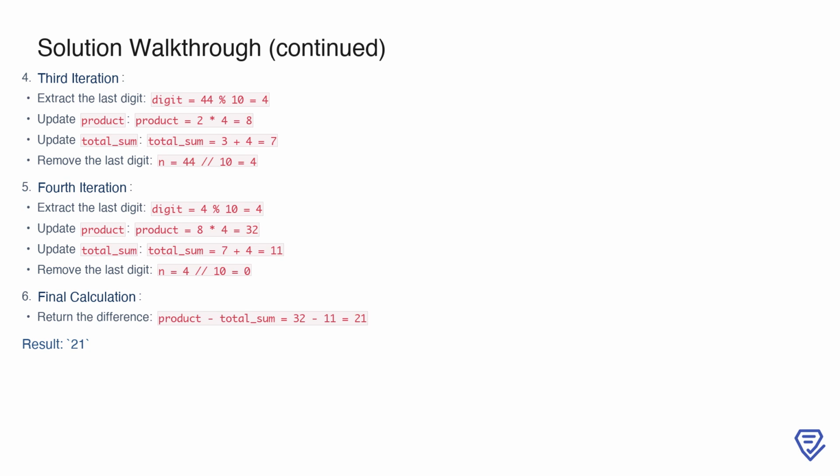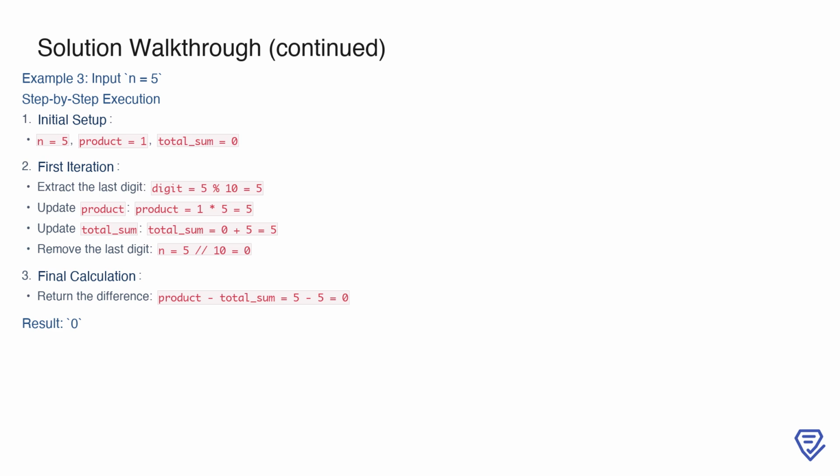Finally, in the fourth iteration, the last digit is again 4. This updates the product to 8*4 equals 32 and the total sum to 7 plus 4 equals 11. After removing this digit, n becomes 0, and we complete the loop. At the end, we compute the difference between the product and the sum, which is 32 minus 11 equals 21. Therefore, the result for this example is 21.